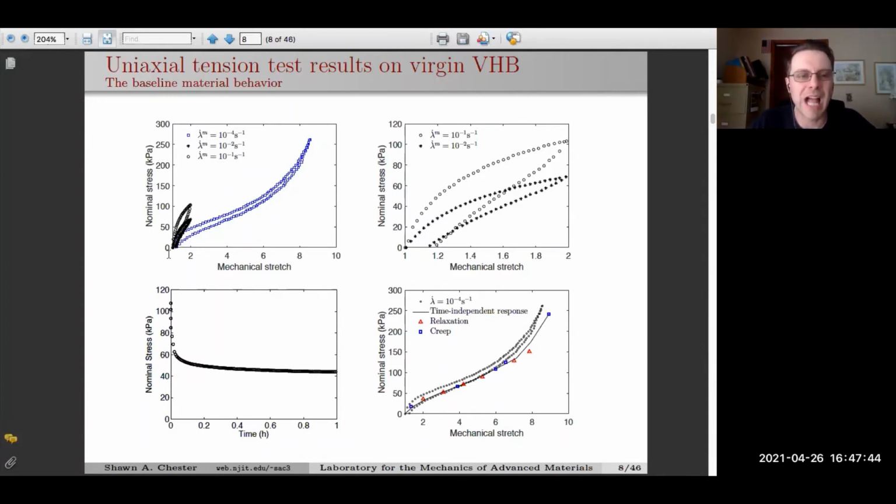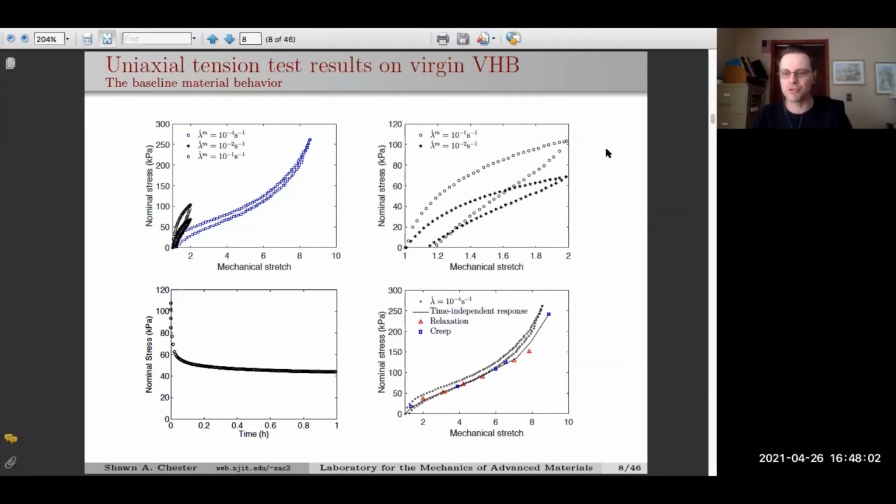The 2 black curves that you see down here are at more moderate strain rates, and that data is simply zoomed in in the top right image. So you've got the stress versus stretch again. And here you see the typical viscoelastic load-unload behavior.